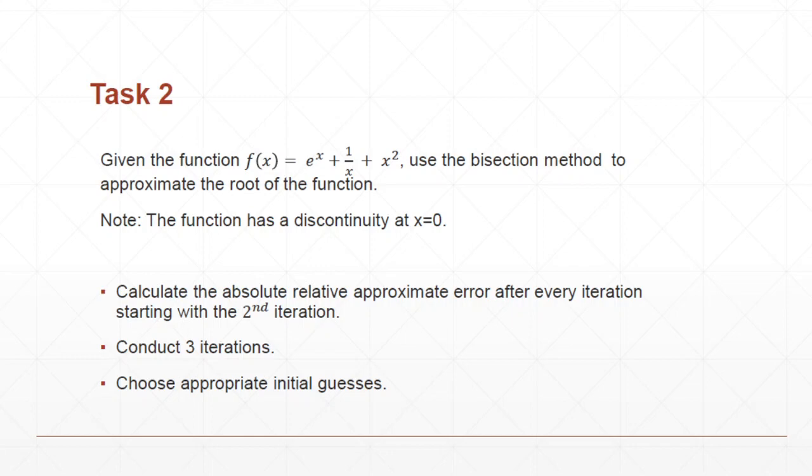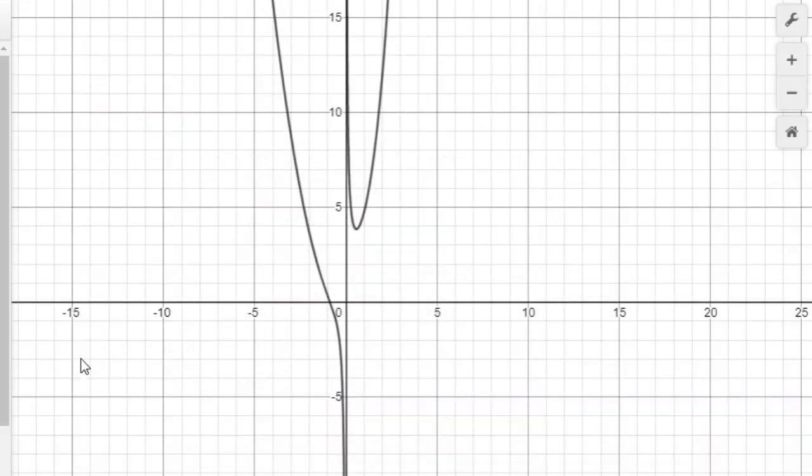Our task 2 is about the bisection method. We are given a function and we have to approximate the root of this function. A note is given that the function has a discontinuity at x equal to 0, which means that the function doesn't touch the x-axis at x equal to 0. In the graph, you can see that the function does not touch the x-axis there.